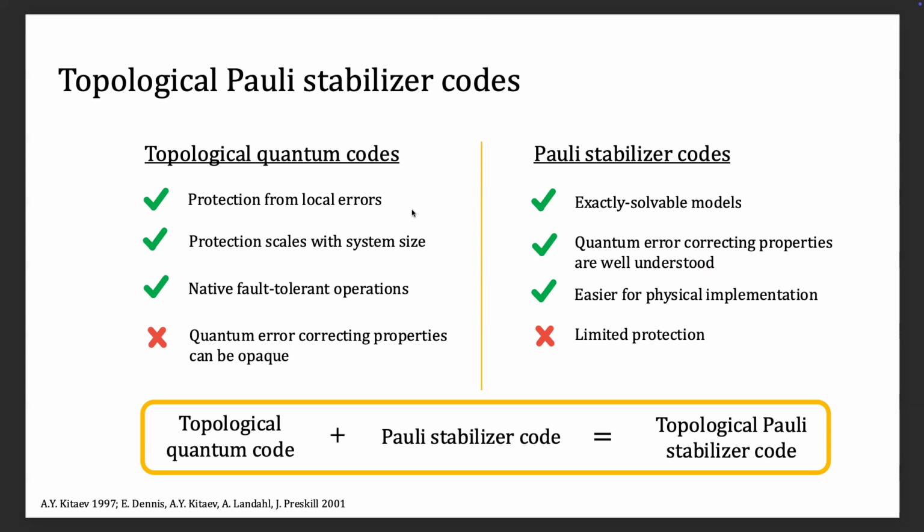Excuse me, I have a question. From the theory point of view, how do we understand this protection scaling, the protection when the scale is large? This depends on what your logical operator is.